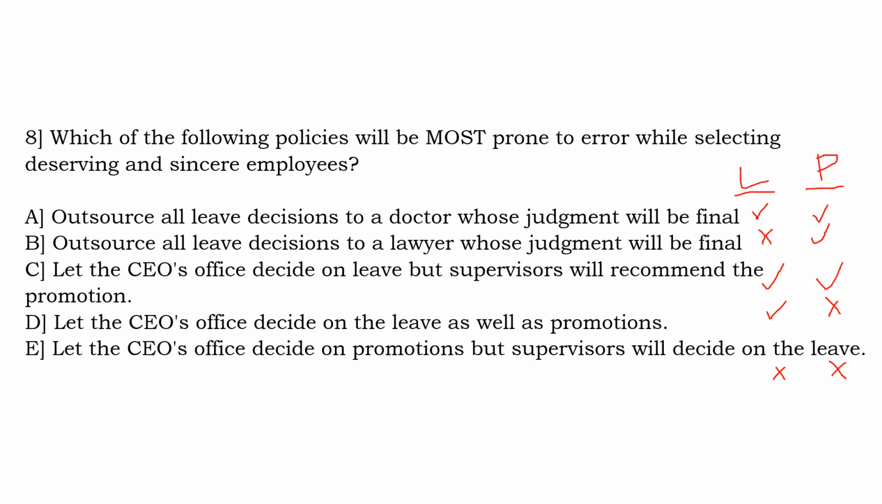So if you go for option E, this is the most error prone method, because the CEO's office cannot assess the performance of each and every employee. They need supervisors, and supervisors also are not able to identify whether a person is actually ill or not. So that also is an error prone area. So this is the option which will be most error prone. So option E should be your answer.